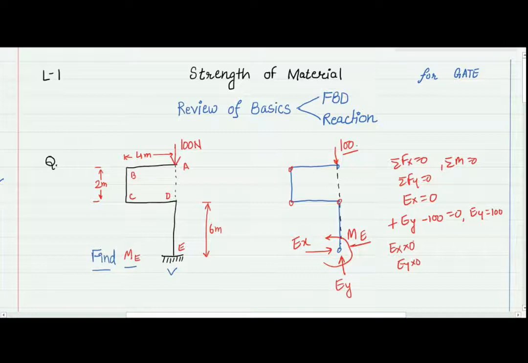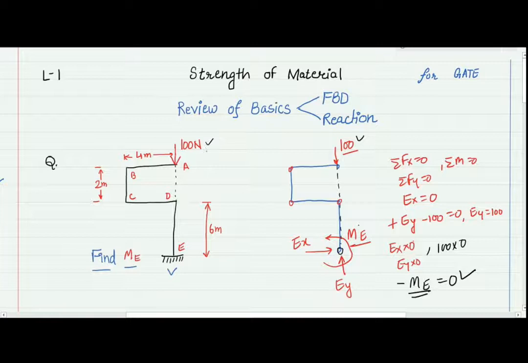So the effect of 100 Newton will also nullify, and ultimately in my equation I will write minus Me. And why minus? Because I am assuming whatever moment is clockwise I write positive and counterclockwise negative. So I will put minus Me and then nothing else because 100 is also not there. So my Me is also coming out 0. That means there will not be any moment at point E because of this 100 Newton force.